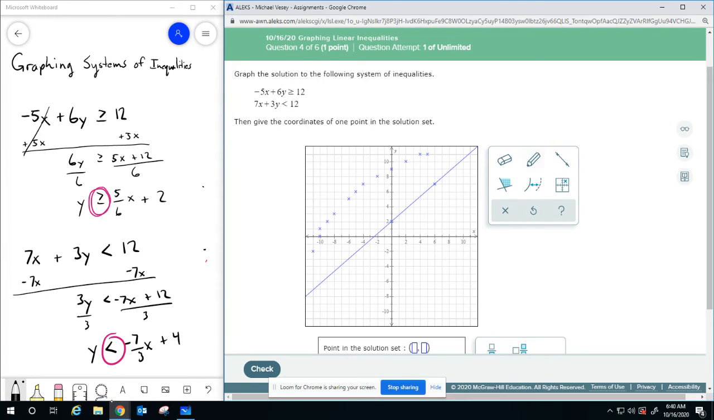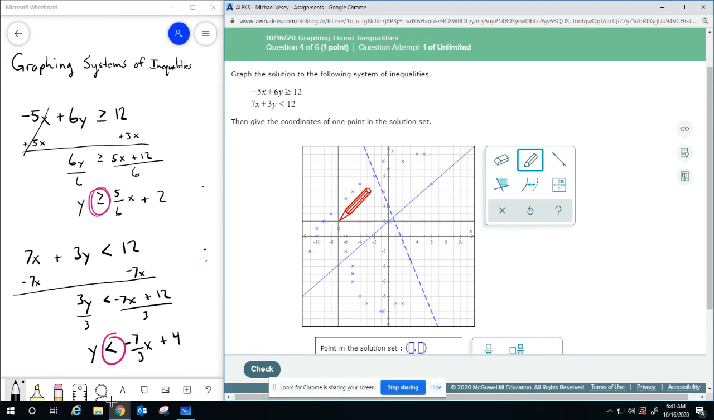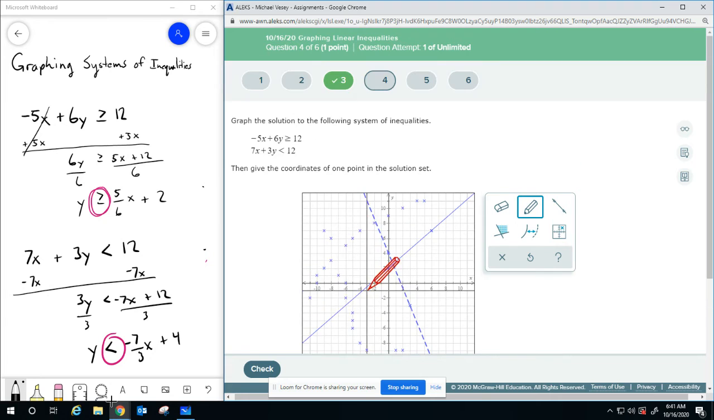So let's come over here. Positive 4 is the y-intercept, and the slope is down 7 and to the right 3. So this should be a point, and so let's connect those points, turn it into a dashed line, and we are shading below it. So below this line is anything in this area, these two areas, okay?